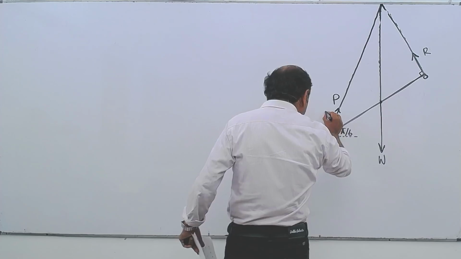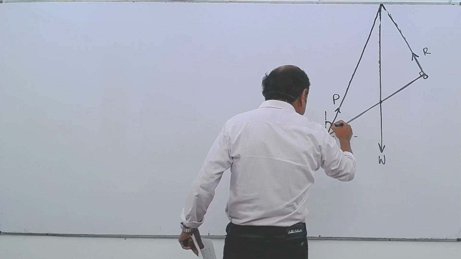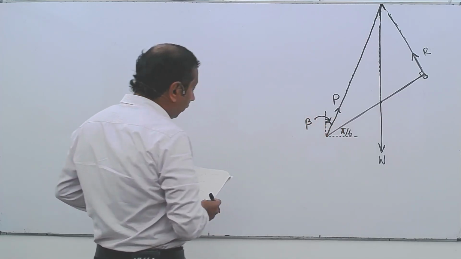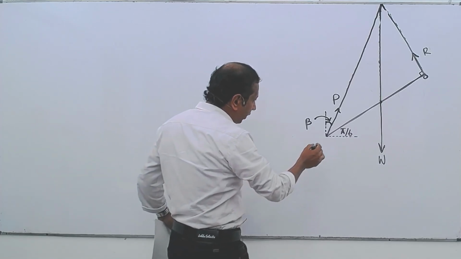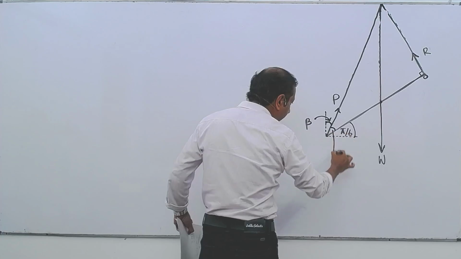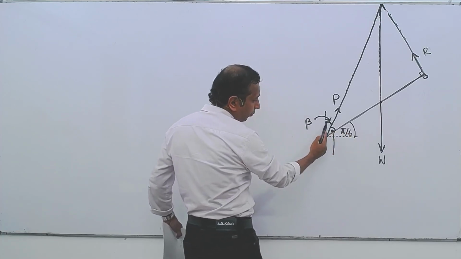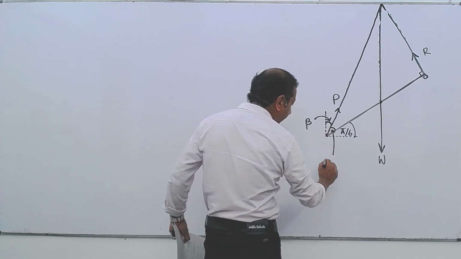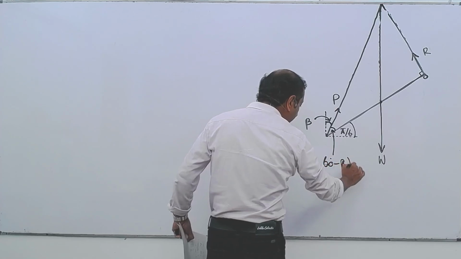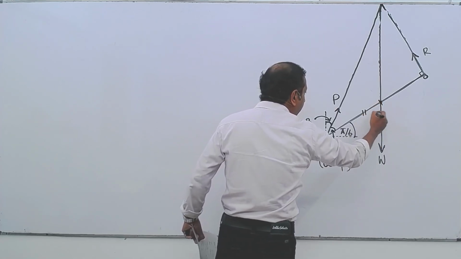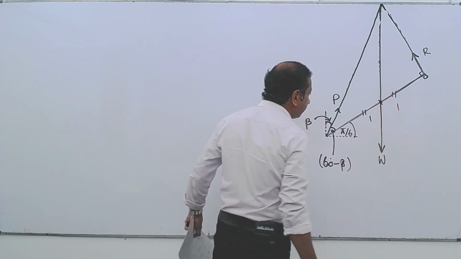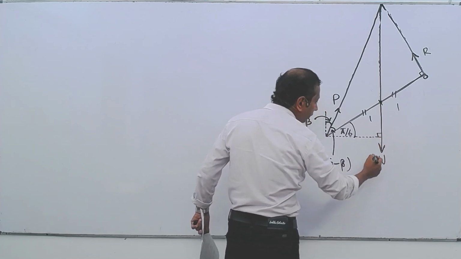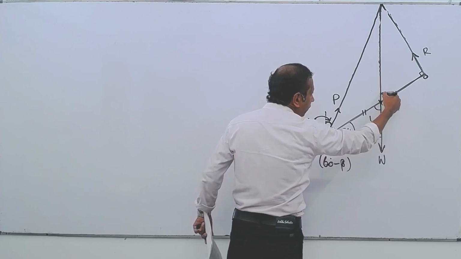P makes an angle beta with the vertical. Now this middle angle: here it is 30, therefore this whole thing is 60. When you subtract this, it is 60 minus beta. For the uniform rod the ratio is 1 is to 1. If you produce this, here 90, this is 60, this also 60.